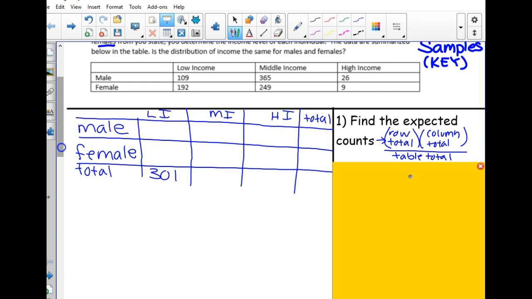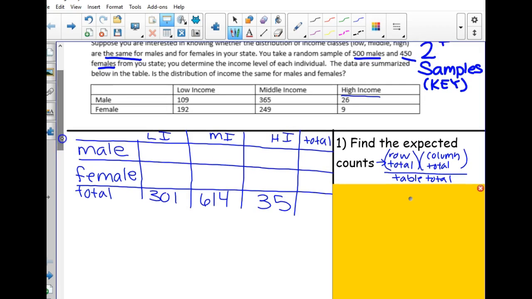Next, I want to find the middle income column. So the middle income column is 365 plus 249, and that gives us 614. And then the high income total. So I'm looking over here at this high income column, and 26 plus 9 is 35. If I add across 301 plus 614 plus 35, I'm going to get 950.